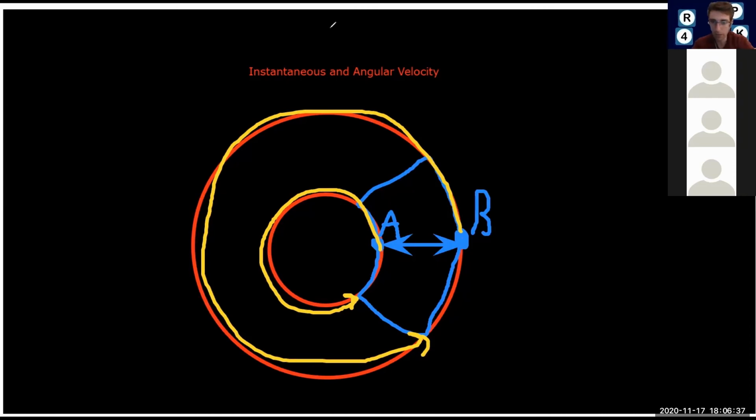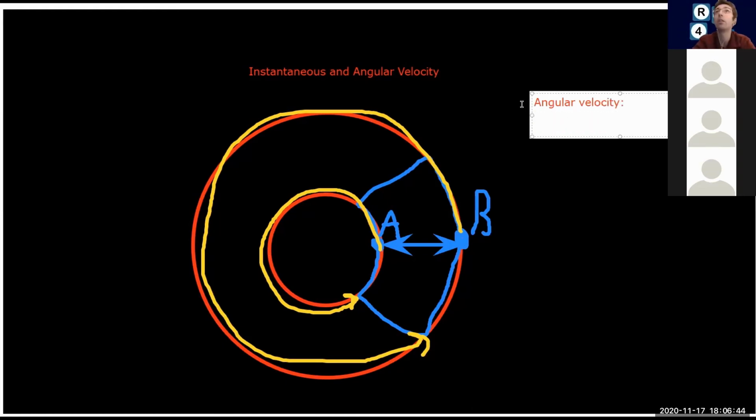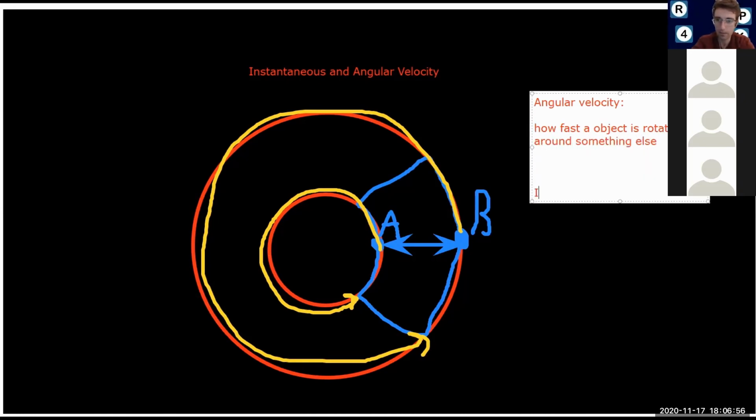So angular velocity can be described as, oh, I gotta spell this. Angular velocity is known as how fast, right? How fast an object is rotating around something else. And instantaneous velocity is technically each of these points that we see here, right? B must be moving faster than A in order to stay the same distance apart from A. They never change. So B must be moving faster on the outside than on the inside.